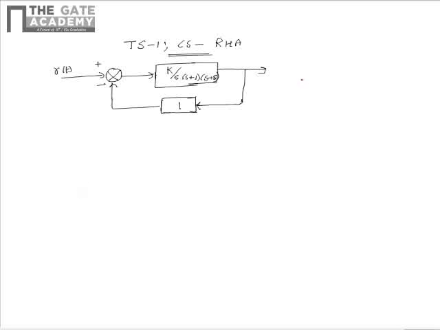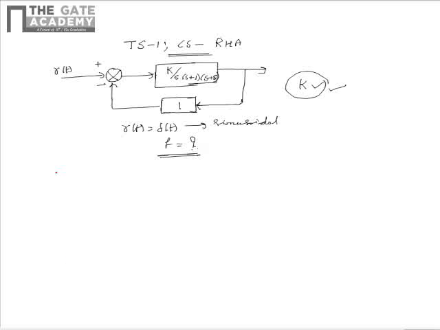It is given that the value of K is chosen such that the control system produces sinusoidal oscillations for unit impulse input. It is given that for unit impulse input, the output contains sinusoidal oscillations and the value of K is chosen accordingly. We need to find the frequency of oscillations.